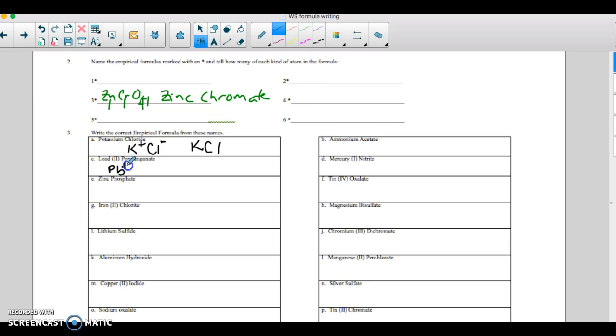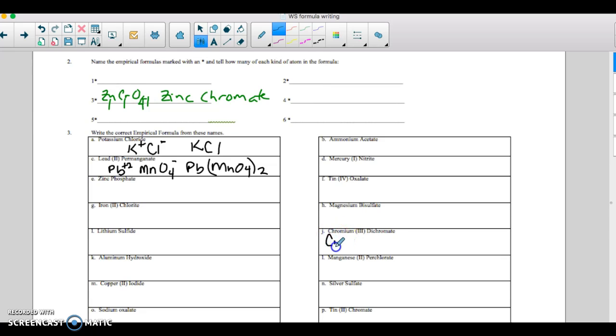Lead, Roman numeral 2, means it's got a +2. Lead can be +2 or +4. Permanganate is this ion. So again, bringing down the 2 and the 1, my formula would be Pb(MnO4)2.